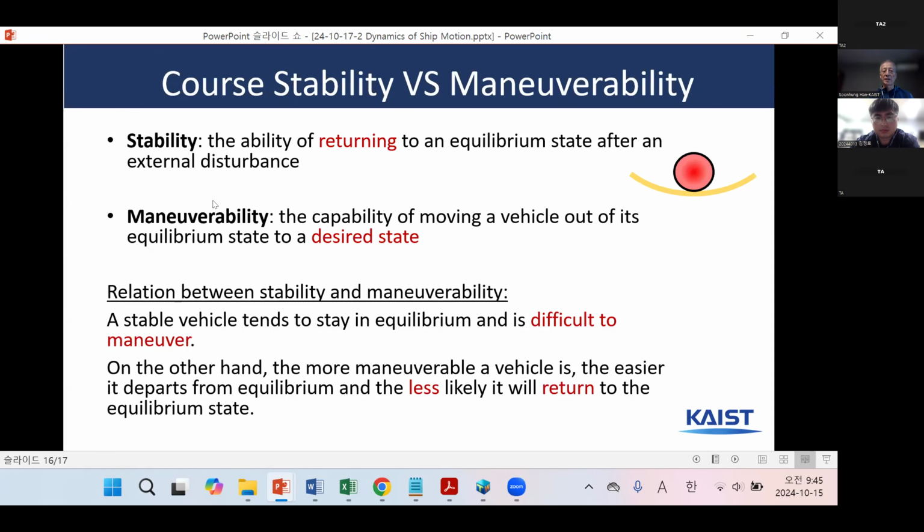So anyway, handling of a car is the same as maneuverability. Cornering, we can say cornering or handling of a car, is the same as for a ship. But there is a relationship between stability and, we can say, course stability rather than just stability. A stable vehicle tends to stay in equilibrium and is not easy to maneuver. That is maneuverability. On the other hand, they are against each other, not the same.